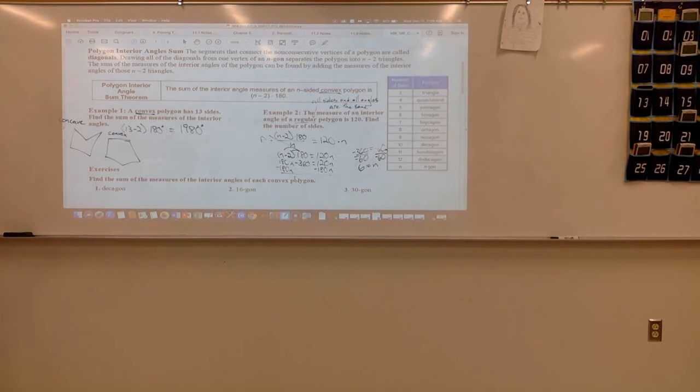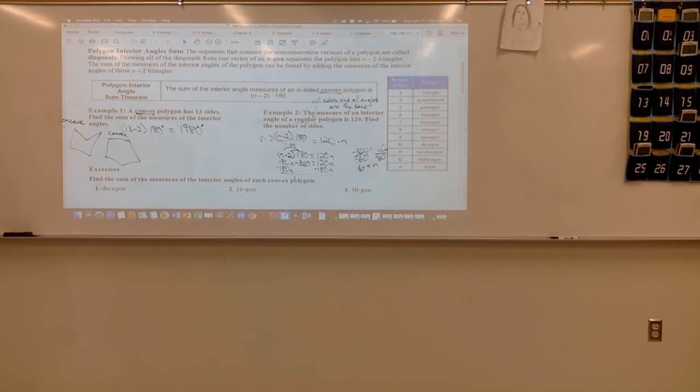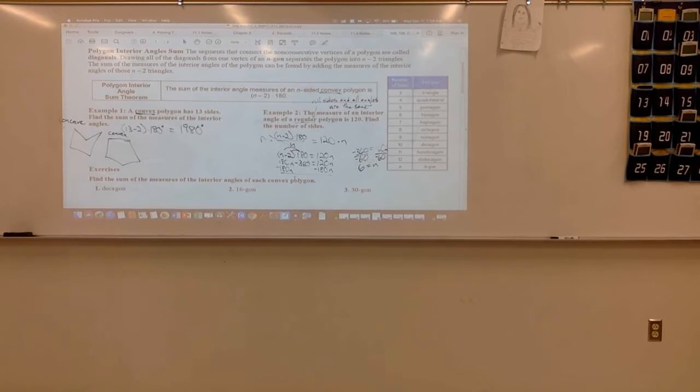Alright, so let's try a couple of these then. Down here at the bottom, the exercises. The first few are just find the sum. So the sum means the total, so that's just this. Then in the next section, it says find the number of sides, so like example 2. So let's take a couple of minutes and try some of these. And if you feel like you can, try number 10 down at the bottom.